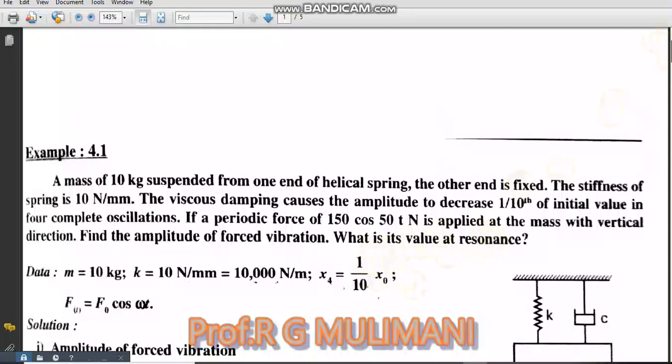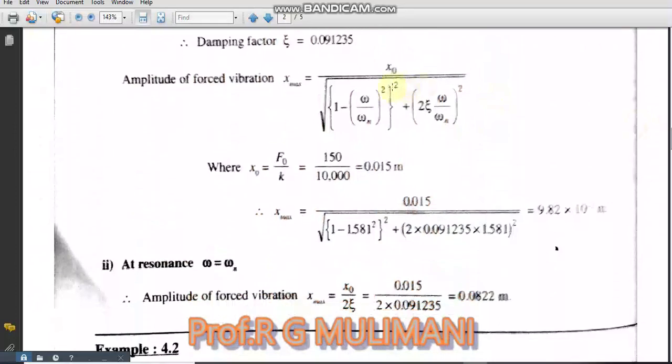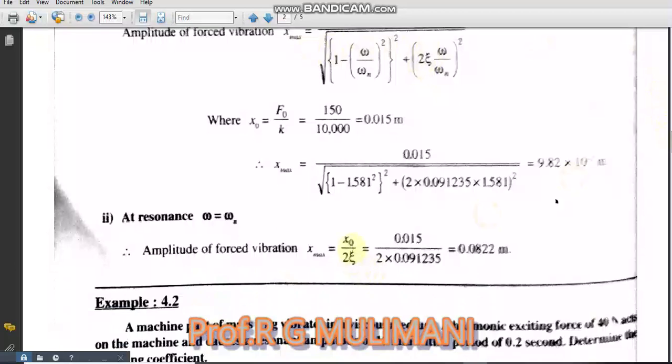At resonance, omega is equal to omega n. So omega by omega n is 1. So 1 minus 1 is 0, and this whole term gets cancelled. So x naught by omega n, again, is 1. So the amplitude is x naught divided by 2 zeta. You substitute this value, and this is the amplitude at resonance.